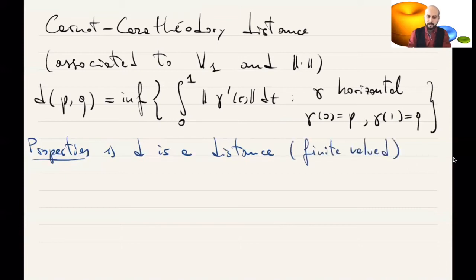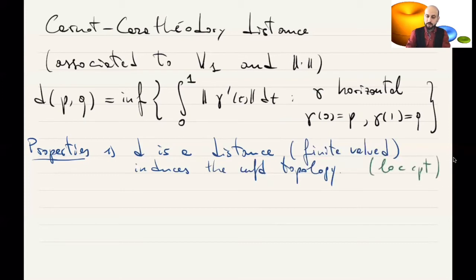And more than this, the distance really induces the manifold topology. And notice that with this fact, we will understand that then the topology is locally compact, because it's the topology of the manifold. Two, D is a geodesic distance.